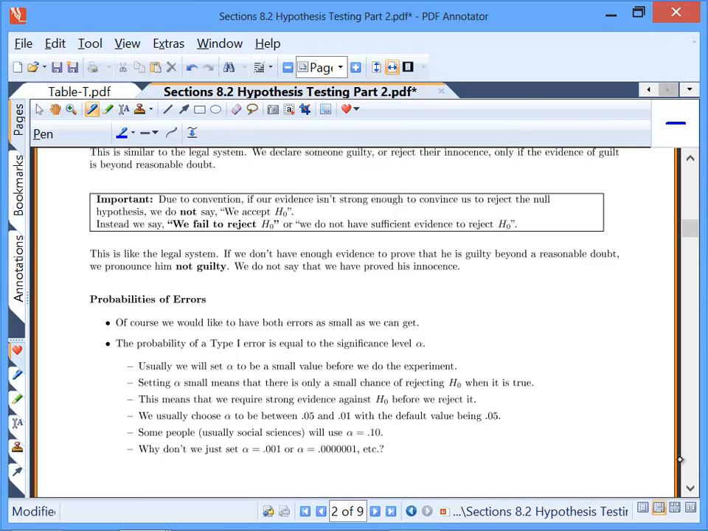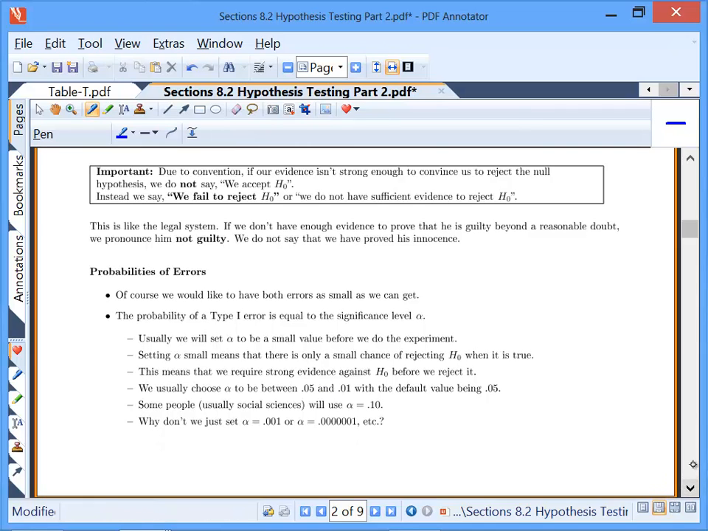Now, of course, you have probabilities of errors, and you want to have both errors as small as you can get. Remember that the probability of your type 1 error is equal to your significance level alpha. So we're going to set alpha to be some small value before we do our experiment. Setting alpha small means that there's only a small chance of rejecting the null hypothesis when it's true, which means that we're requiring strong evidence against the null hypothesis before we reject it. And we're usually going to choose between 0.05 and 0.01.